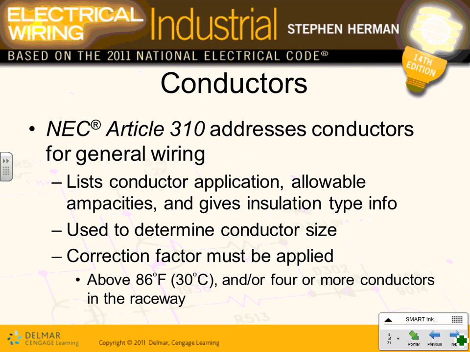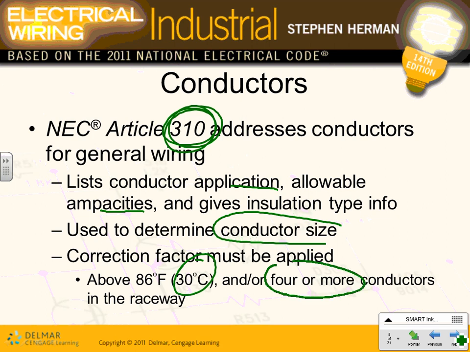Okay, Article 310, guys, is the most famous, and we'll talk about conductors. List all conductor applications, allowable ampacity, given installation. We'll talk about this one. Determine the conductor size, all from Article 310. Correction factor for anything other than 30 degrees Celsius, anything higher or lower, or more than 3 current-carrying conductors in a conduit, you have to do it. So all this derating, temperature, and ampacity is coming from 310.